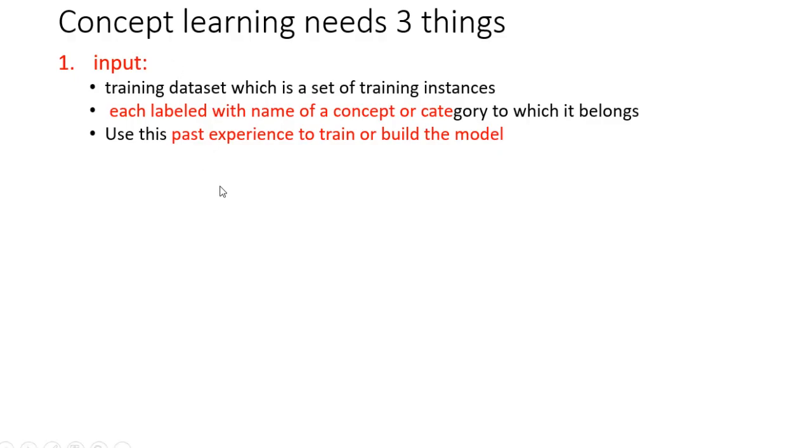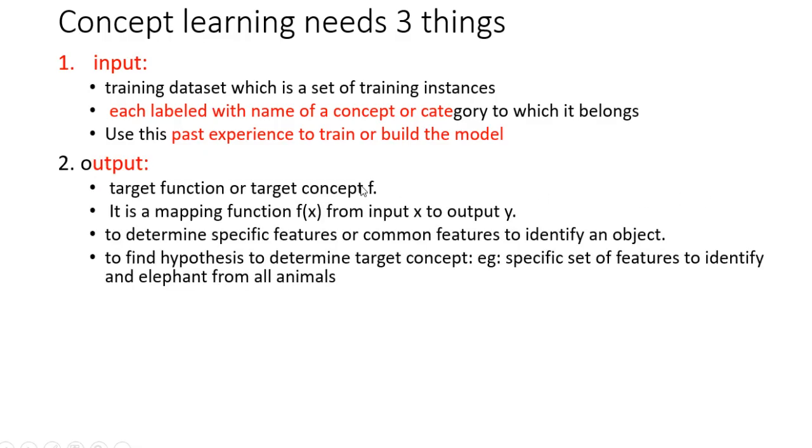The first thing is input, right? So when you are applying concept learning, you need input. In the input you are going to give a training data set, which is a set of training instances, and all the training data have to be labeled with the name of a concept or category to which it belongs. So in my training data set, let's say I have images of fruits, so I will have images of apples as well as images of oranges. So basically it's like supervised learning. I label all the apple images as apple and orange images as orange, so that you can build or train your model based upon these training data sets or past experience.